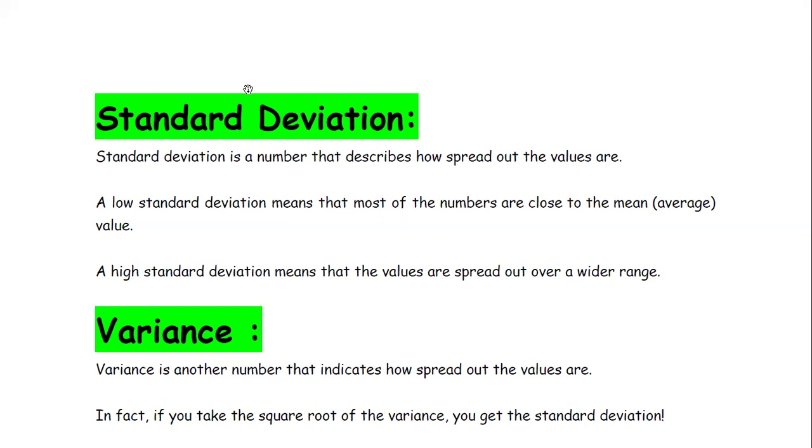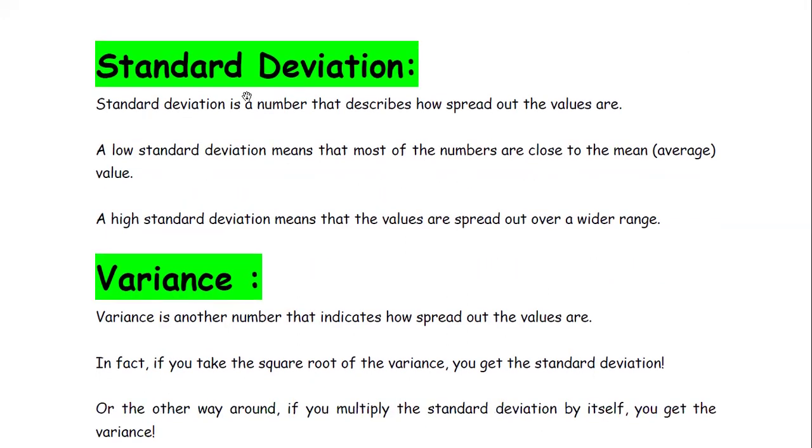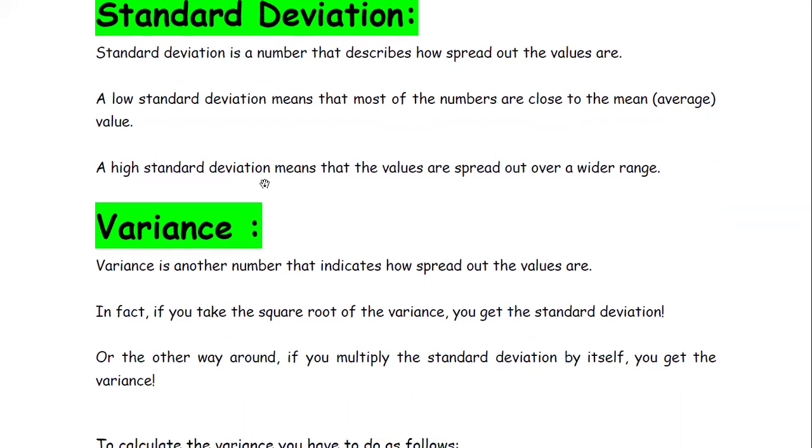Now, in this lecture, we are going to discuss standard deviation and variance. Very important. And their practical implementation using Python. Now, standard deviation is a number that describes how spread out the values are. Spread out the values means we are talking about the data points in a data set.